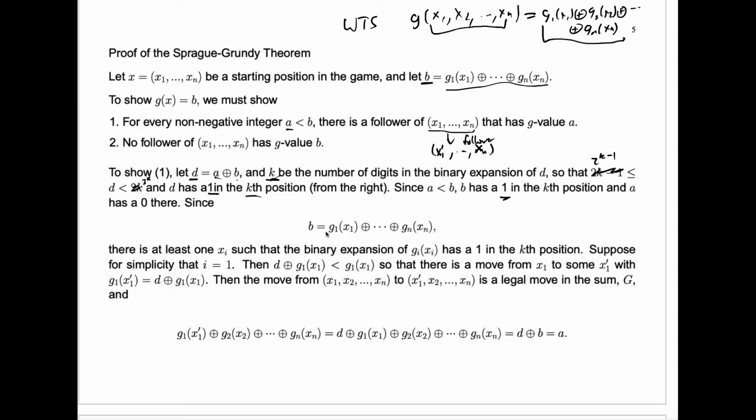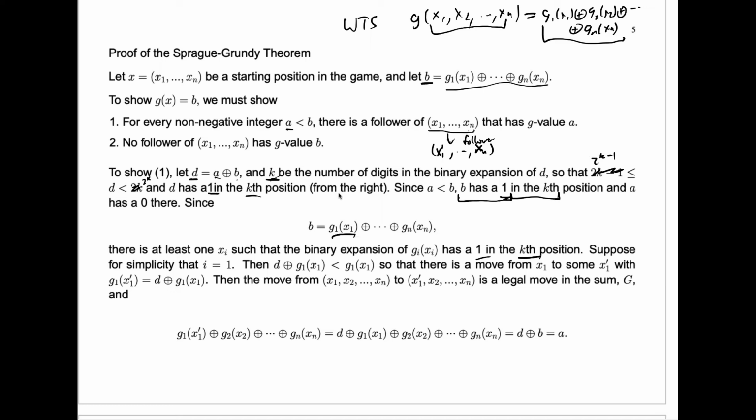Now, since B was by definition this nim sum of g1 of x1 plus g2 of x2 all the way up to gn of xn, there has to be some one of the x sub i's such that the binary expansion of g sub i of x sub i has a 1 in the kth position. Why does one of these have to have a 1 in the kth position? It's because B has a 1 in that kth position, and if all of these had only zeros in that kth position, that would be impossible. So here, just for simplicity in writing things down, let's assume that it's in position 1.